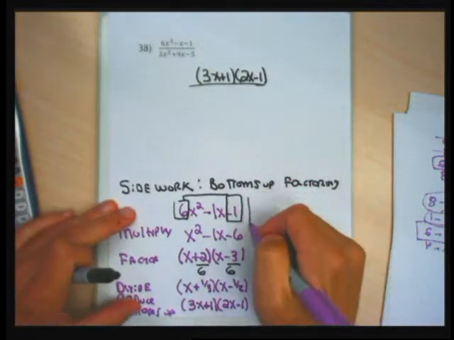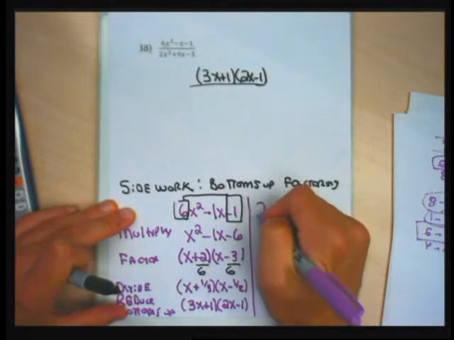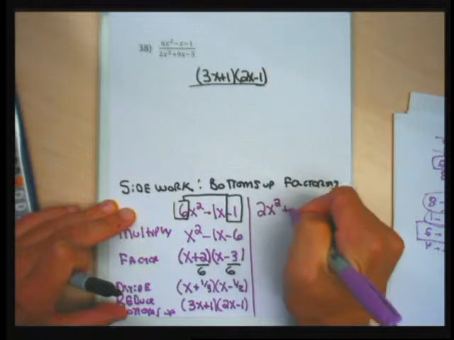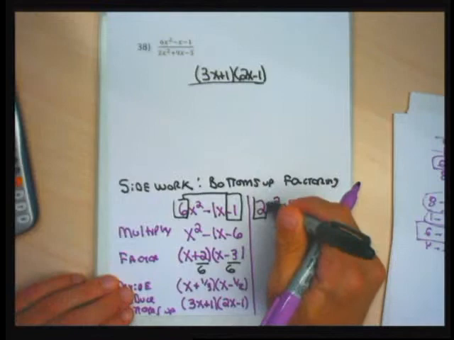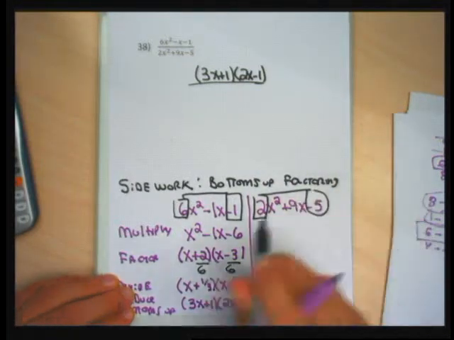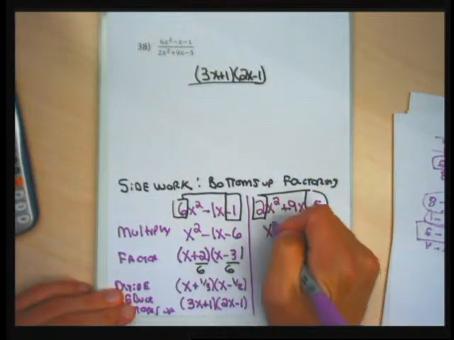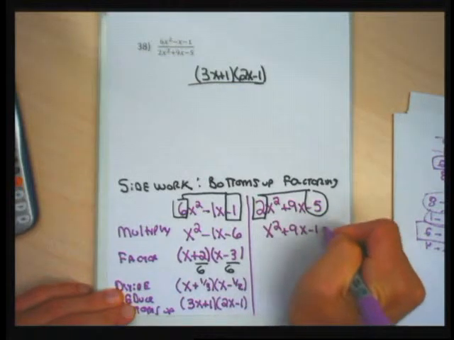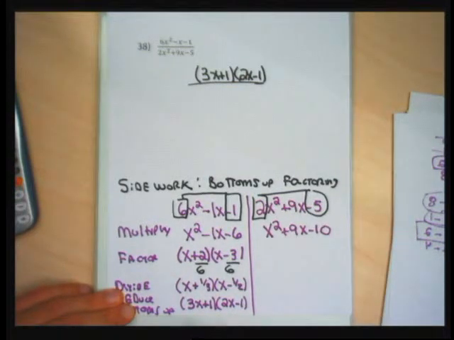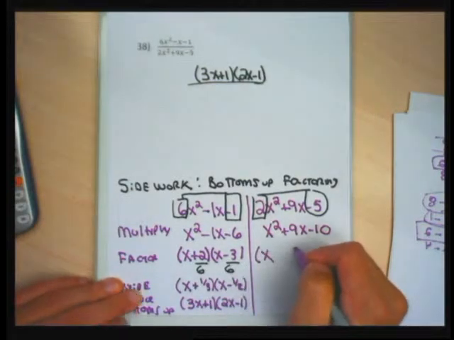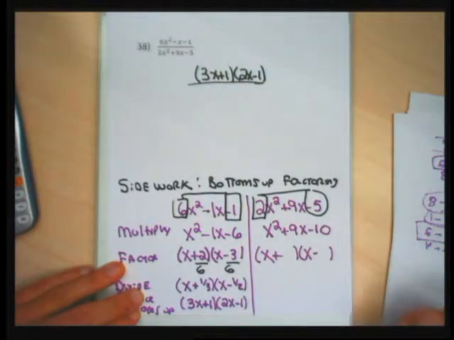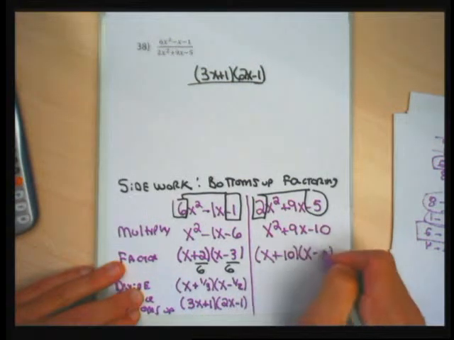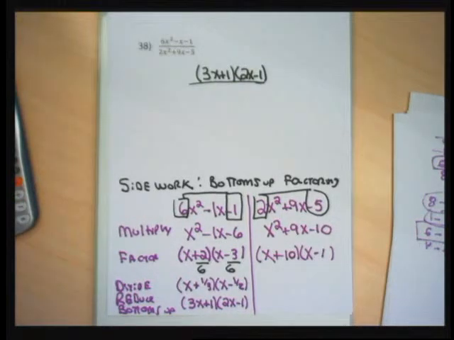Done with first bottoms up factoring, I'm going to do my second bottoms up factoring and do 2x squared plus 9x minus 5. First step in bottoms up factoring, multiply. So I multiply the 2 and the minus 5 and get x squared plus 9x minus 10. Factor. First are a couple of x's, signs are plus and minus. Last have to multiply to 10, subtract a positive 9, that's going to be a positive 10 and a minus 1, because 10 times negative 1 is negative 10, 10 minus 1 is 9.